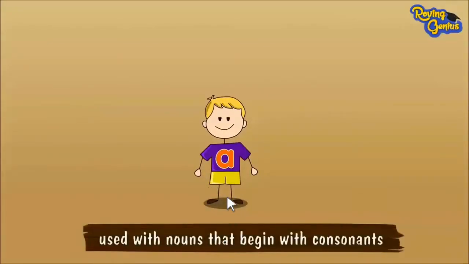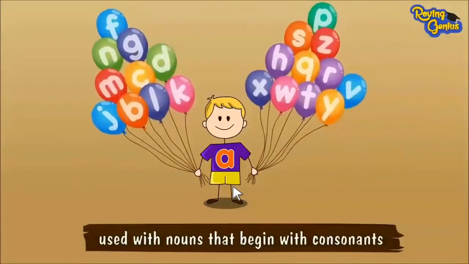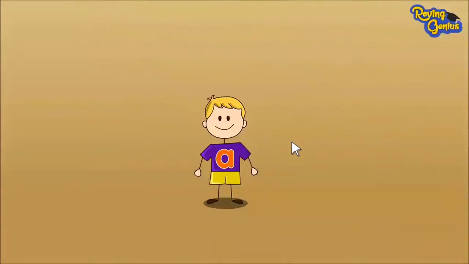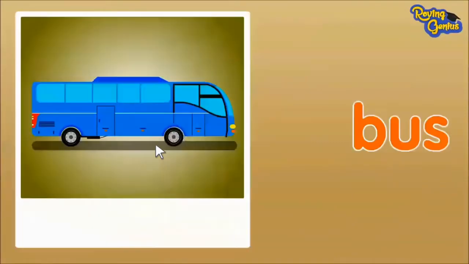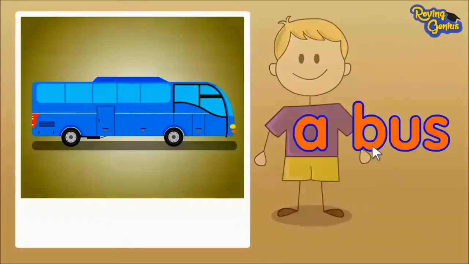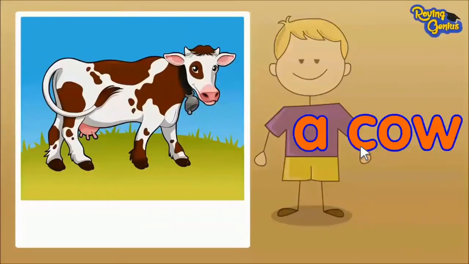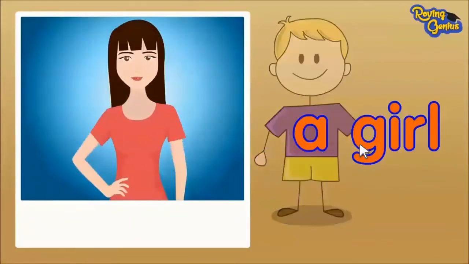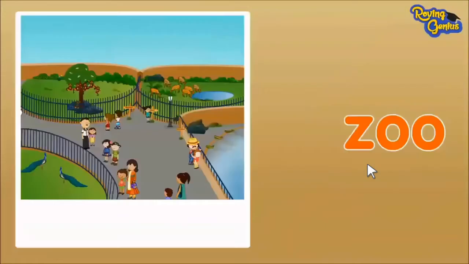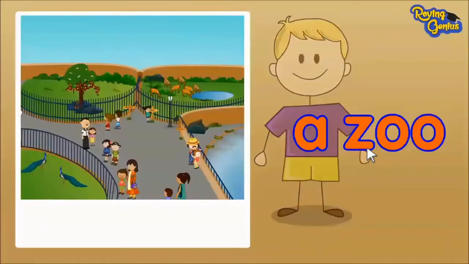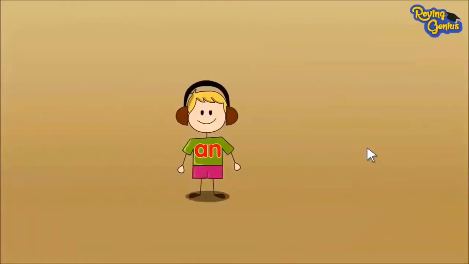These are used with consonants, words which begin with consonants. ये सब consonants हैं. See, a bus, it is starting with B. A cow, starting with C. A girl, starting with G, consonant. A zoo, starting with Z, consonant.